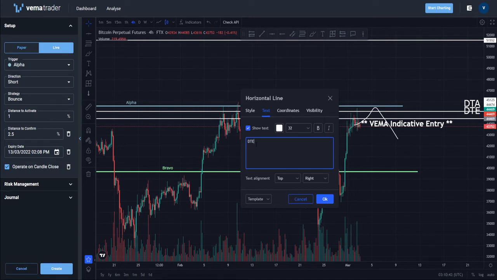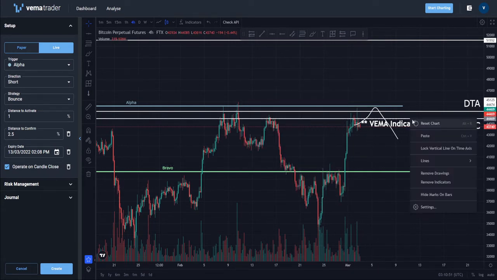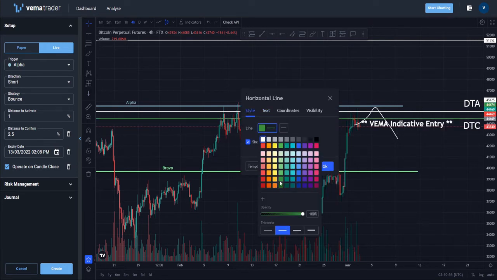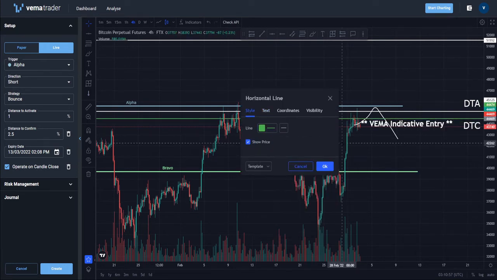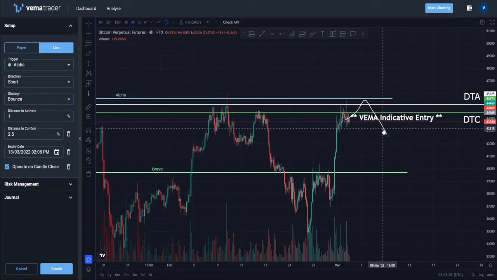This is now distance to confirm. Sorry, I'm used to distance to execute, and we'll put that on the bottom, just so that's spread out a bit. And we will change the color. We will make that one green, because that has to be met before we can enter. All conditions do, but we'll go with green for that one.